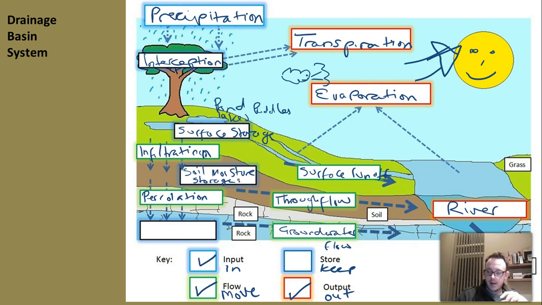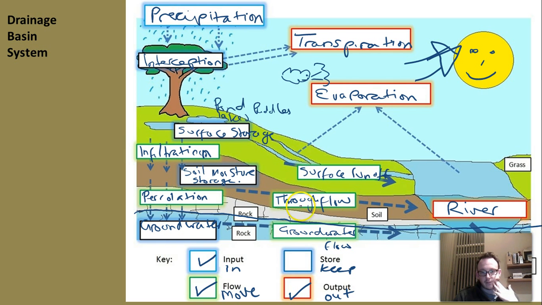Okay, and then right down at the bottom, the last thing we've got to add here is what we call groundwater. Groundwater is the stuff that's stored beneath the soil in the rocks in the ground. And it's where you find the water table. The water table is sort of like the highest point of the groundwater. So this line here would be represented as the water table.